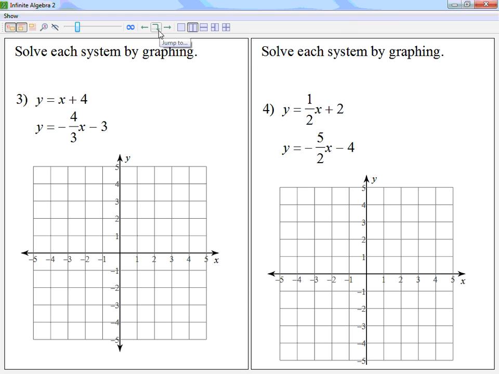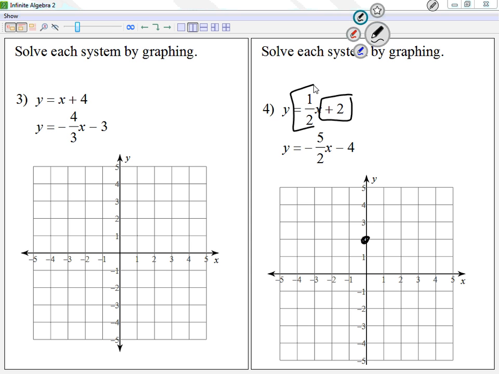Looking at 4, I'm going to start at positive 2 in the first equation. My slope says up 1, 2 to the right. So from the point, let me go up 1, 2 to the right. Let me make a line that goes through my 2 points.